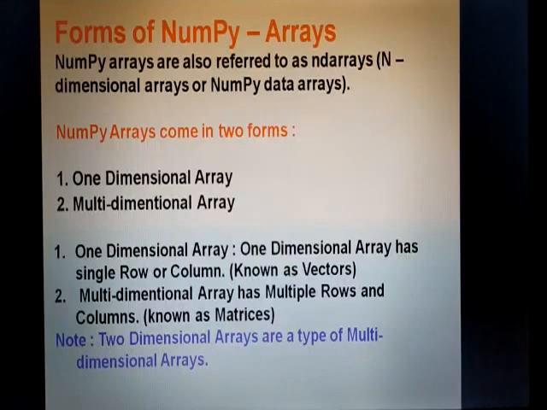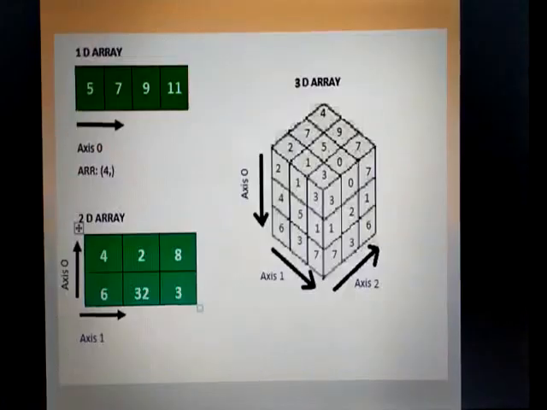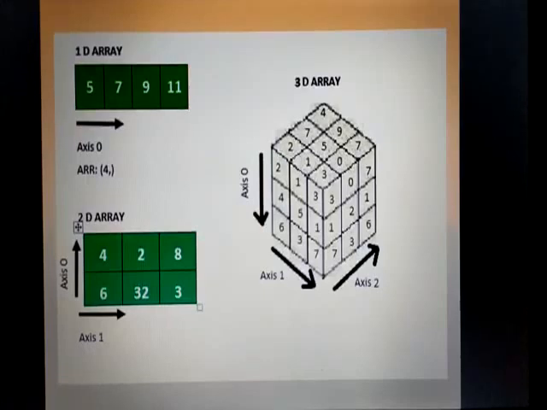Now the first parameter is axis. Now the question is, what is axis? The dimensions of the arrays are referred to as axis. That means simply we can say dimensions are called axes. Axes are always numbered 0 onwards for NumPy arrays.